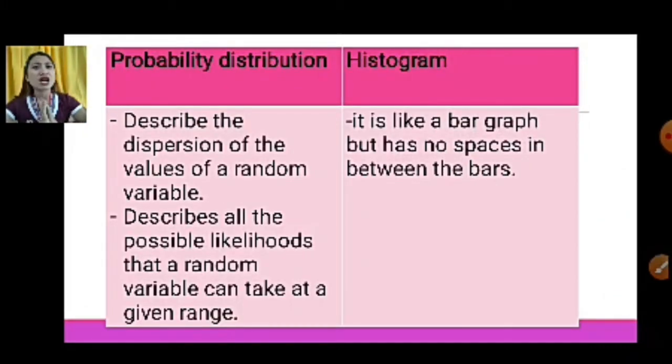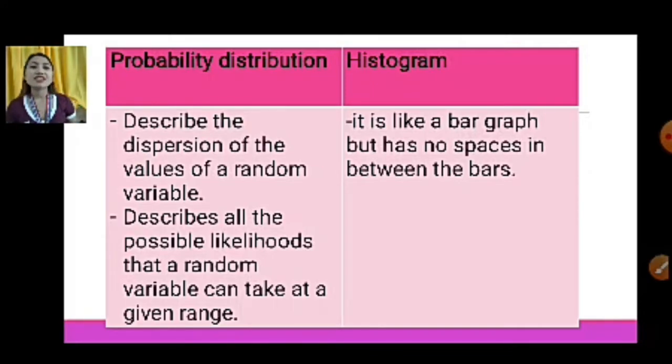Let's proceed with the probability distribution and histogram. This probability distribution and histogram is Lesson 2 of Module 1. The discrete and continuous random variable is Lesson 1 of Module 1. So, welcome to Lesson 2, the probability distribution and the histogram. What is probability distribution? Relax and chill, since we're going to define it first.